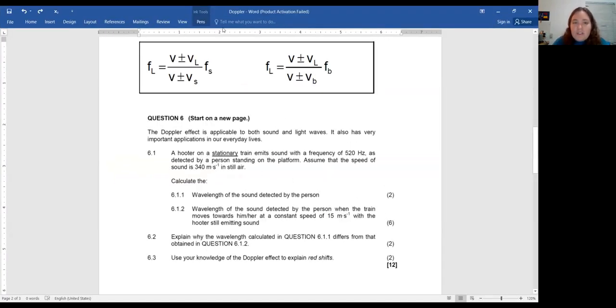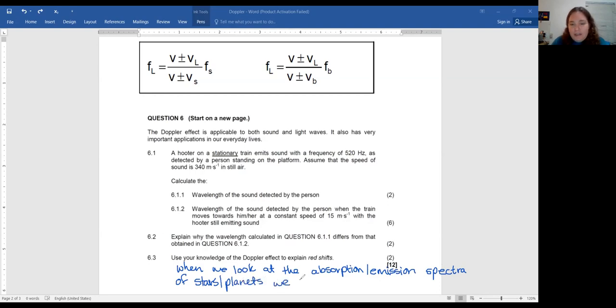Okay. So the last question, I just quickly wanted to get back to over here, was the rest of this question, which said, use your knowledge of the Doppler effect to explain redshifts. So what you could say here is that when we look at the absorption or emission spectra, those lines that I just explained to you, of stars or planets, we see that they are redshifted.